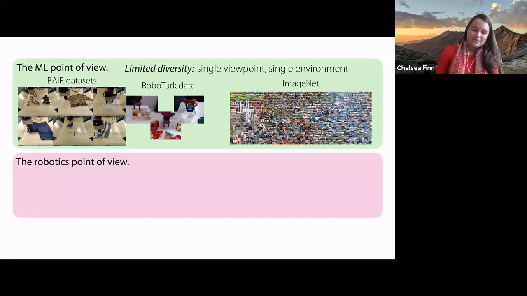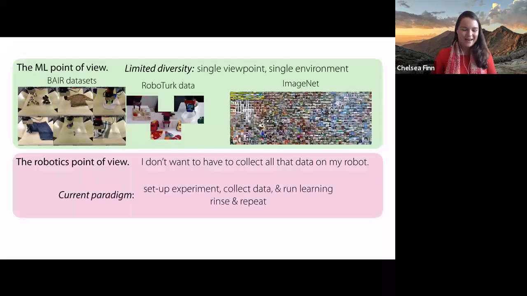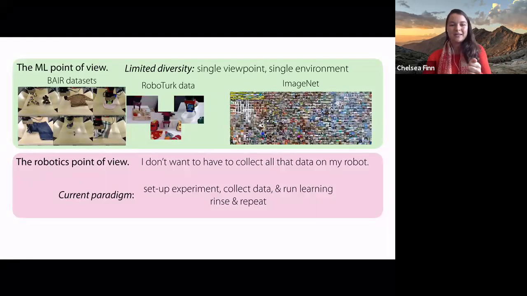However, from the robotics standpoint, we don't want to have to collect all of ImageNet on a robot. And the current paradigm for robot learning, and especially robot reinforcement learning, is to set up an experiment, collect data, run learning on that data, and then when we set up a new experiment, we throw away all the data, rinse and repeat.